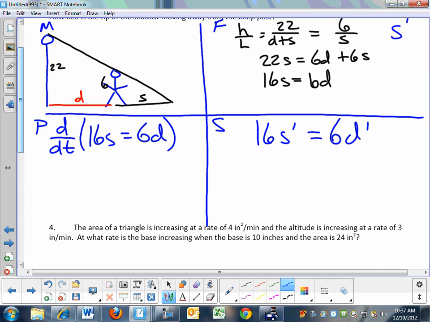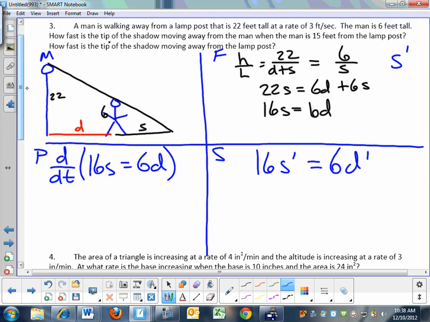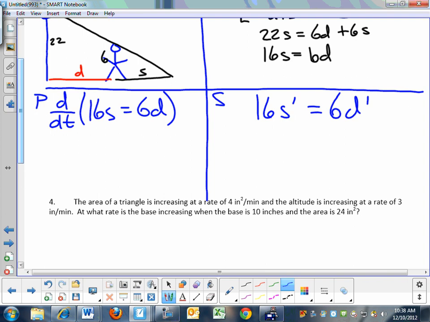Do you know the rate at which the man is walking away from the lamppost? It says that the man is walking away from the lamppost at a rate of 3 feet per second. So therefore, our rate as he's walking away is 3. So I know D prime is equal to 3. So I have 16 times S prime is equal to 6 times 3, which is 18. Divide by 16. S prime is equal to 9 over 8. What is my label? Feet per second.